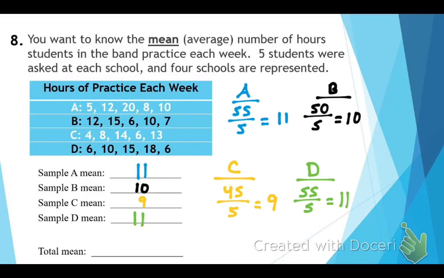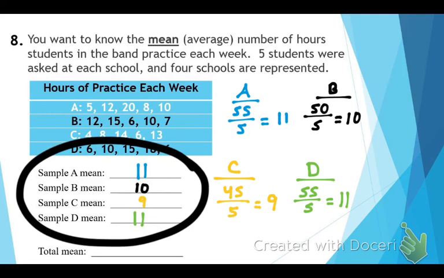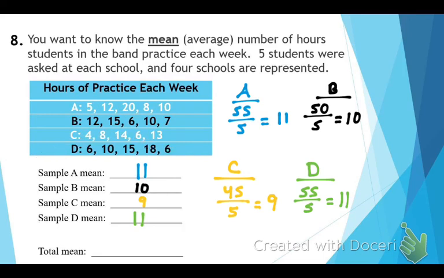Now it asks me to find the mean of all the schools. Can someone explain to me how I would find that? Zion, what should I do? Add up all of the means that you got. Very good. We're going to add up all of these means that we got. Zion, when you add those together, what do you get? 46. Not 46. Double check. Gerard, what did you get?